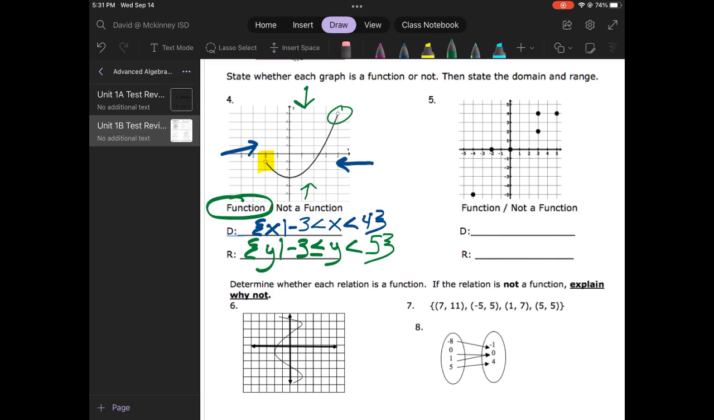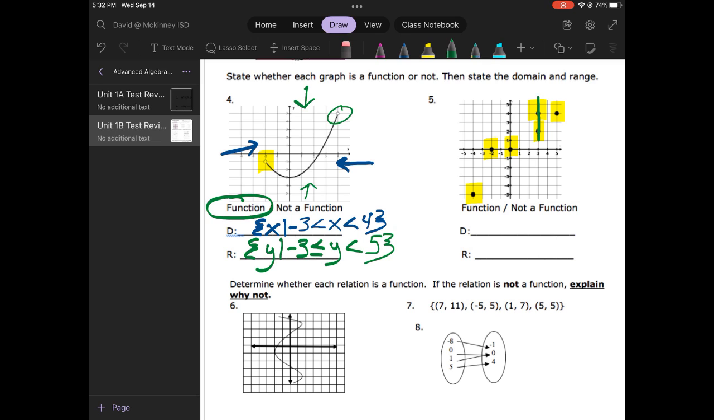Looking at problem 5, problem 4 was a continuous graph. Problem 5 is a discrete graph. Discrete means it's just a collection of points on a graph. There is not a line connecting these points. If I have a line, I have a continuous function.